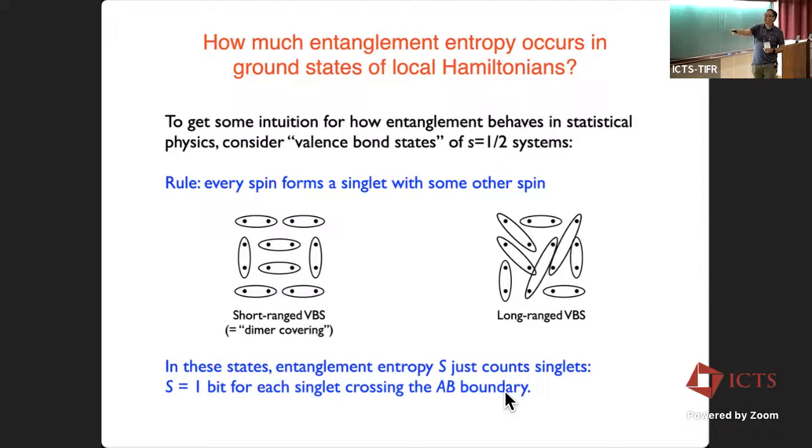So what I mean is I might have states of spin halves where somehow the state breaks up into a bunch of pairs, and then if I'm counting the entanglement entropy in one of these states, I just need to count the number of singlets that cross the boundary between subsystem A and B.